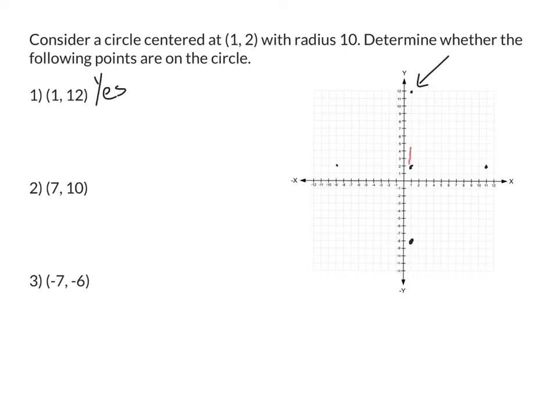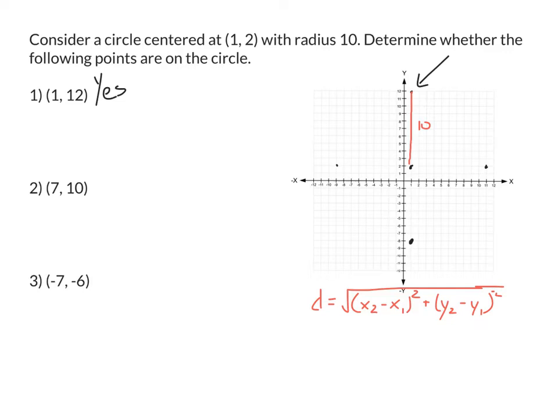Now we know that the distance from the center to each point should be 10 units. And we also know that we can easily find the distance between any 2 points. And that's using the distance formula that I'm now writing at the bottom of the screen here, where we subtract our x's and square, then we subtract our y's and square, add them up, and then square root. Remember, this is just a version of the Pythagorean theorem.